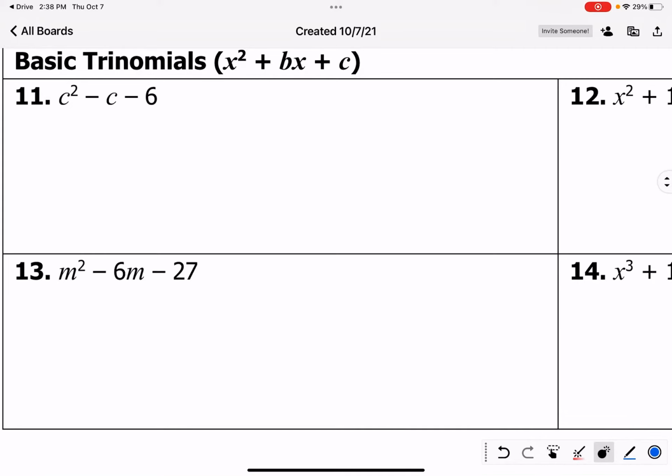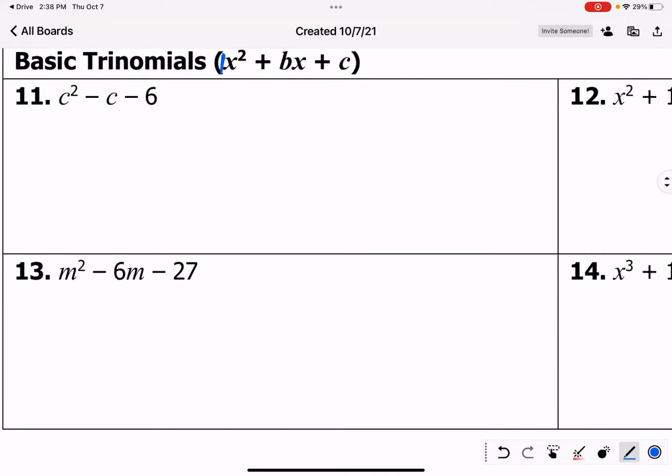All right, third strategy, factoring basic trinomials. Couple things you need to know. The reason we call these basic is because the leading coefficient, the number that's in front of your highest power, is going to be a 1. Okay, that's what makes it basic.